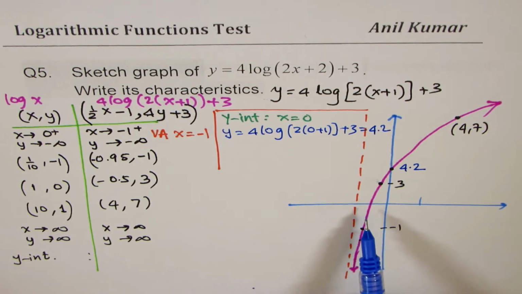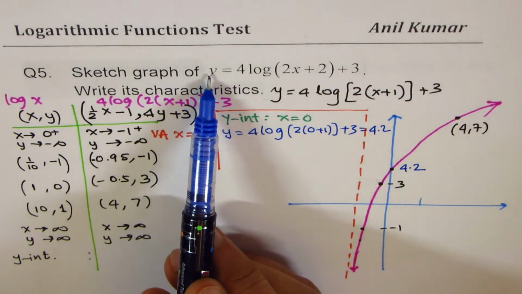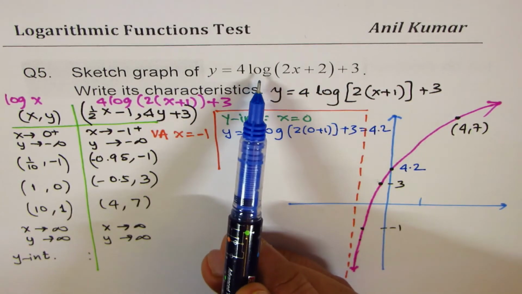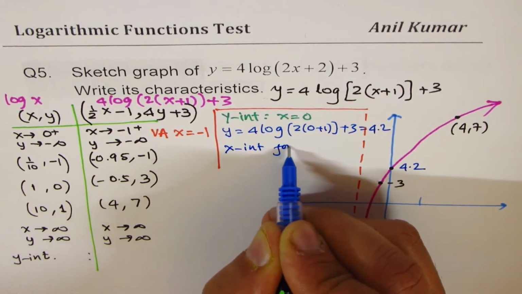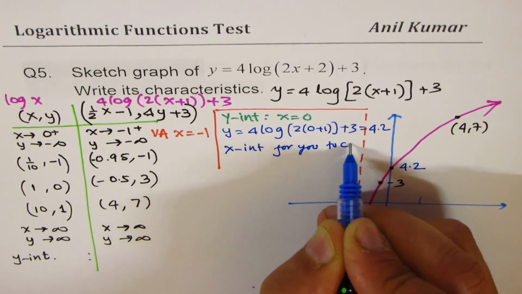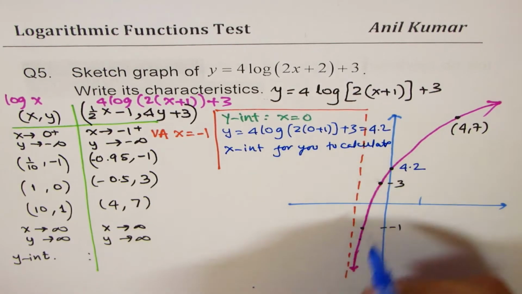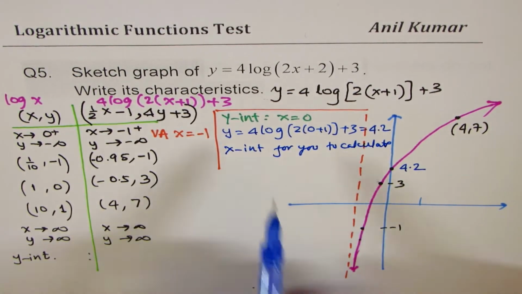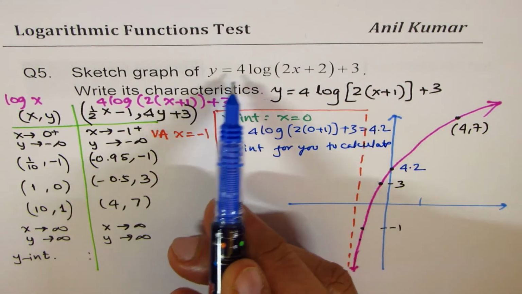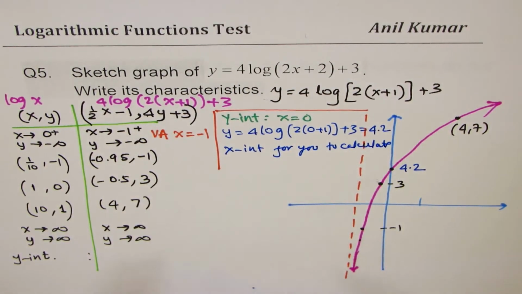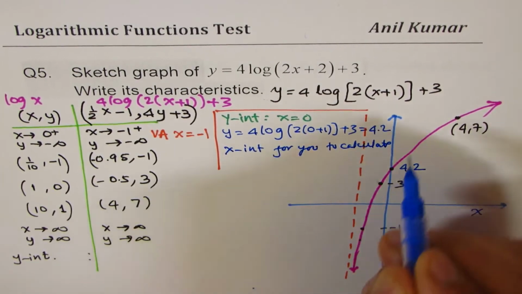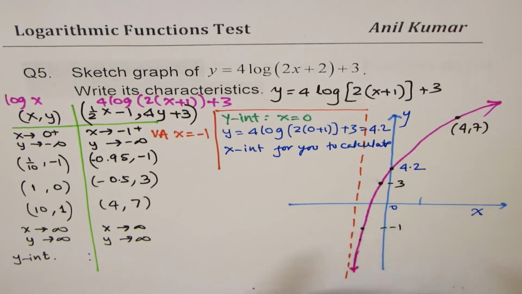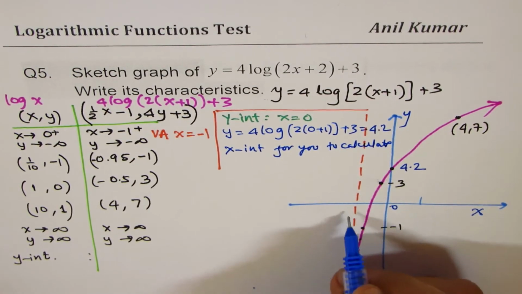You could also find the x-intercept, right? You can treat this as y equals 0 and calculate the x-intercept also. So let me write here x-intercept for you to calculate. I'm just leaving it. You just equate this to 0, bring this here, divide, and then get your result. Anyway, this is a fairly good graph. We could write x and y, 0 here. So that is a vertical asymptote.